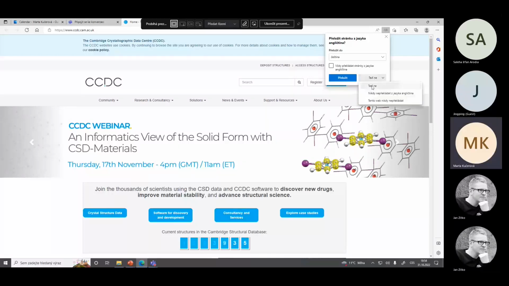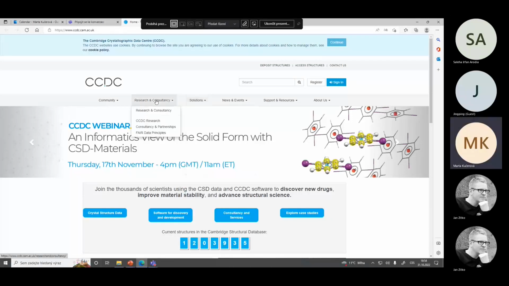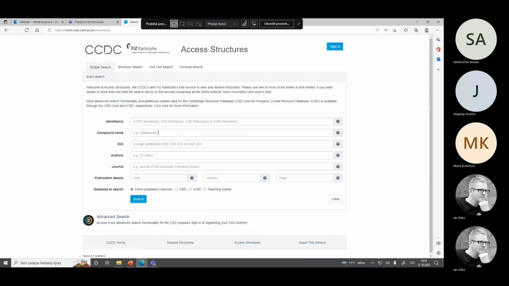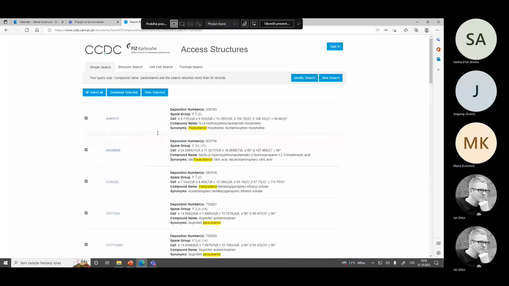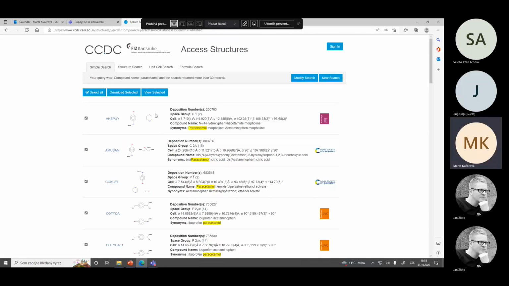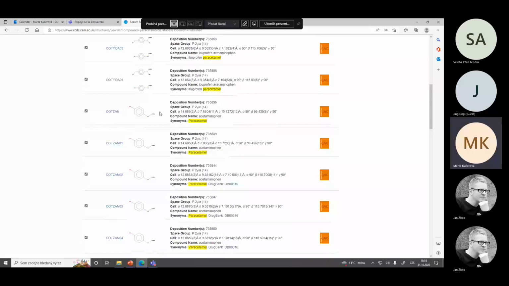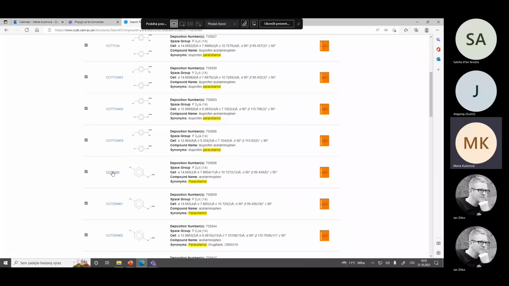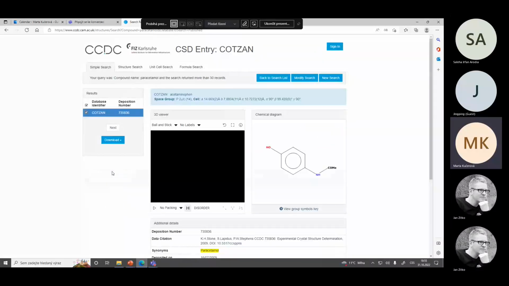So this is the website, and we can access structures, and we can type, for example, paracetamol compound name, and the database retrieves several entries. For example, different salts. We can also find here only the molecule of paracetamol.